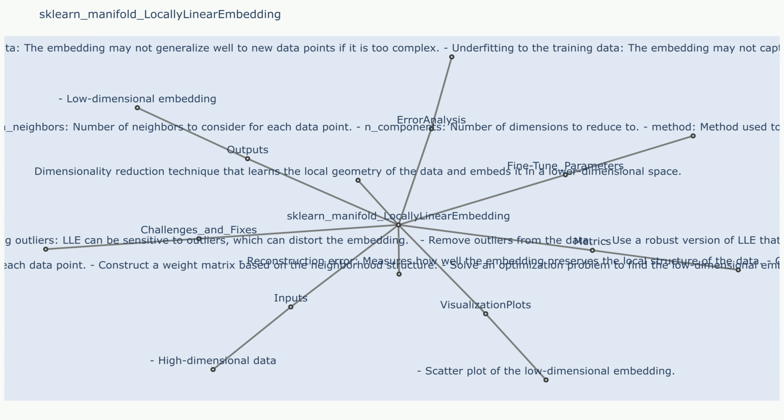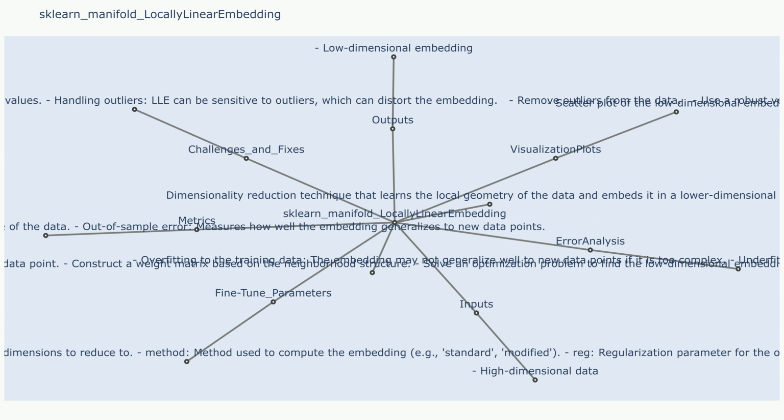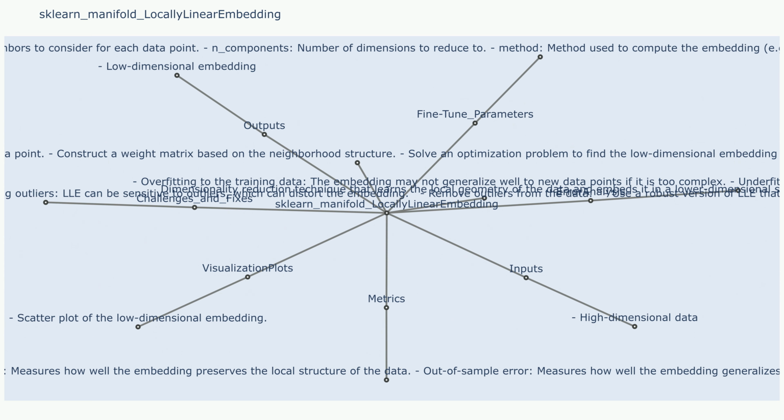Metrics. Reconstruction error measures the average deviation of the original data from the reconstructed data in the lower dimensional space. A lower error indicates a better embedding. Neighborhood preservation measures how well the local neighborhood relationships are preserved in the lower dimensional space. This can be assessed using metrics like the preservation of distances between neighboring points.